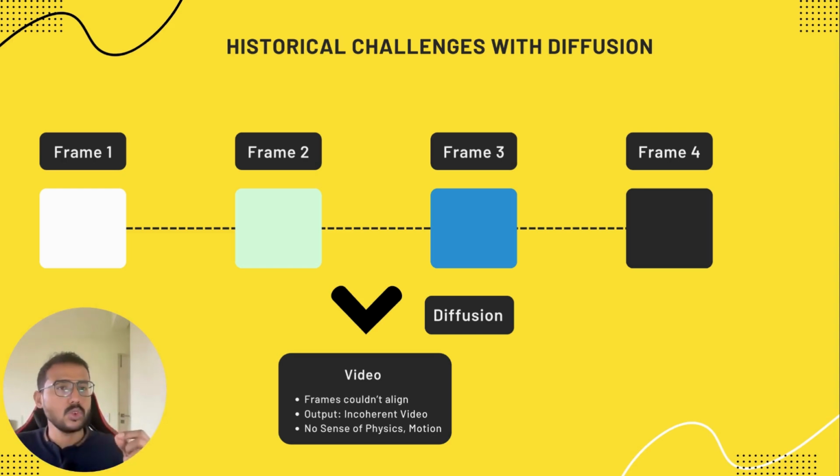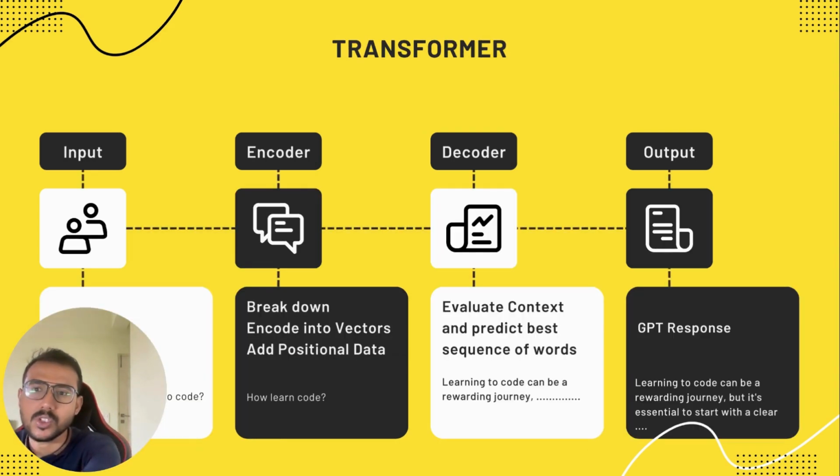So we'll go through the transformer once again so that you can see the analogy of how they use the transformer to create visually coherent videos. The first step was converting the data into a form it can understand. So we broke down the user input, encoded it into vectors, and then added positional data so that it is easier to work with. And we want to keep the word order also. That's why we added the positional encoding. These are the three things we did.